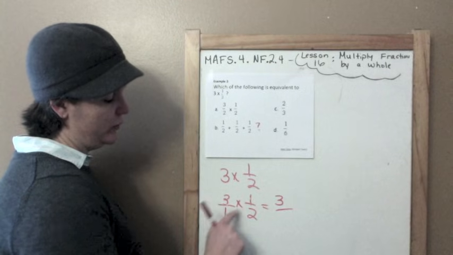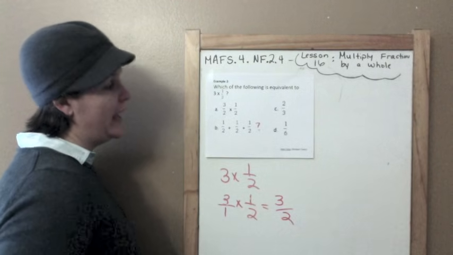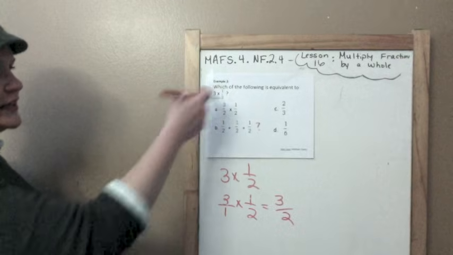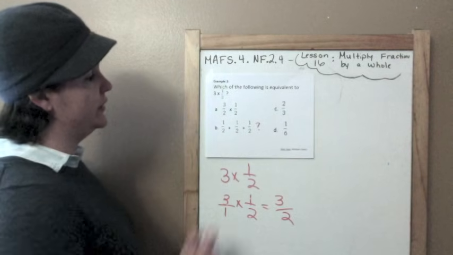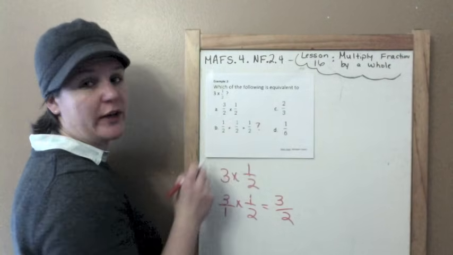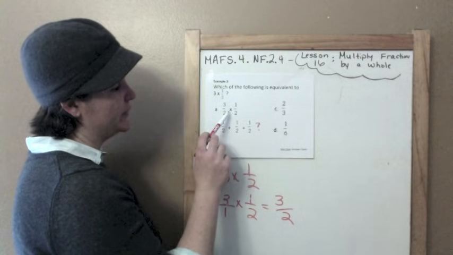3 times 1 is 3. 1 times 2 is 2, so 3/2. And now let's see which one equals 3/2. So this is 3/2 times 1/2. Let's multiply them. That's what it says to do.